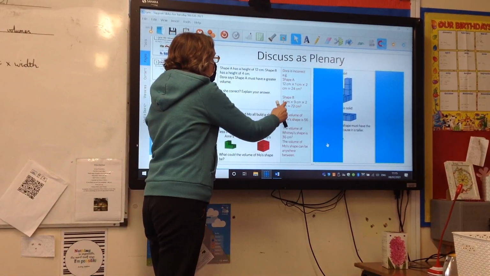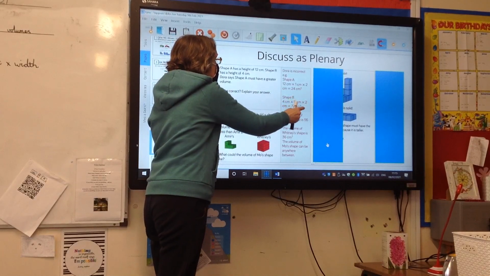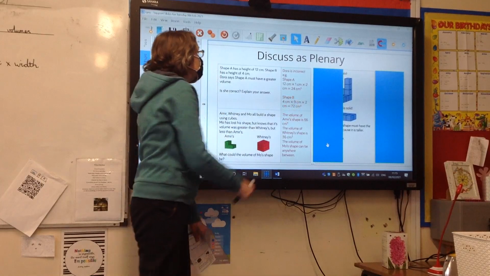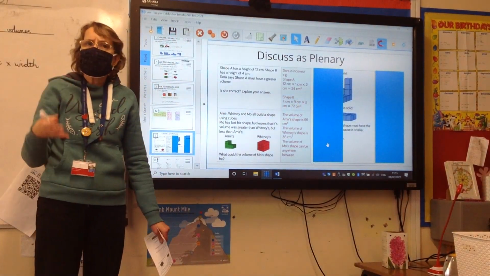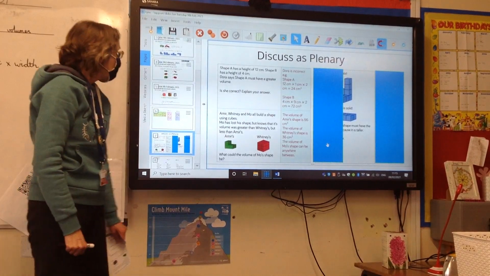So if the height was 4, but the width and length were 9 and 2, you'd end up with a volume of 72 centimetres squared. So it depends on the other measurements. So she's not necessarily correct.